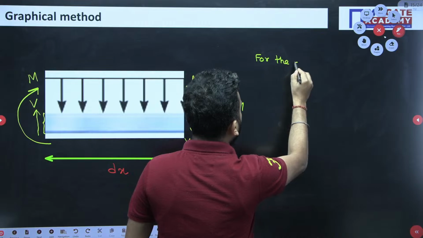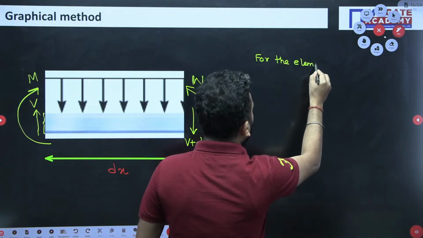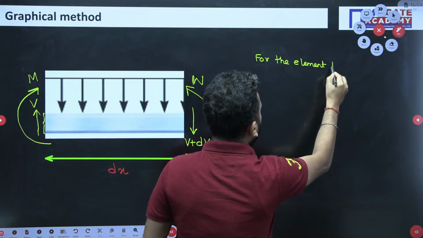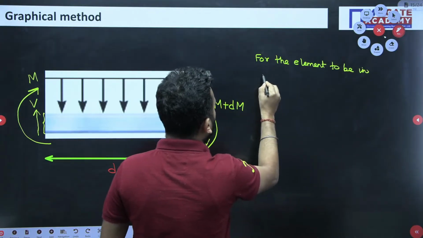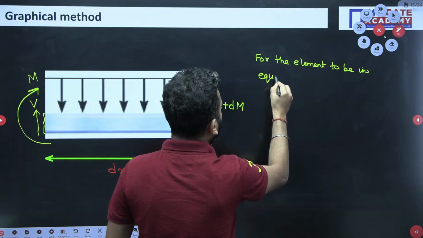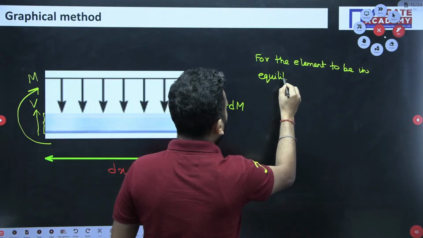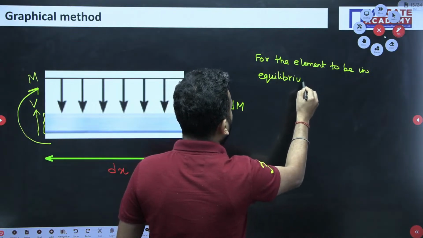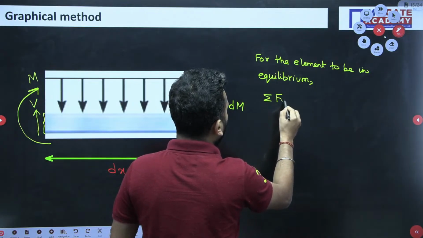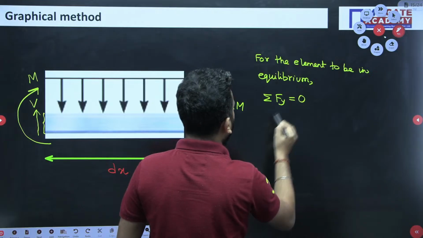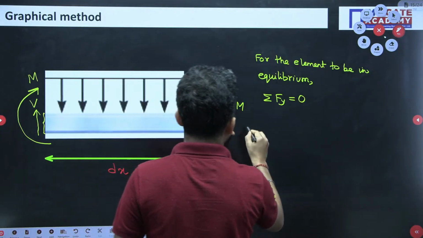for the element to be in equilibrium, obviously the summation of forces in the y direction must be 0. So what are the forces in the y direction?